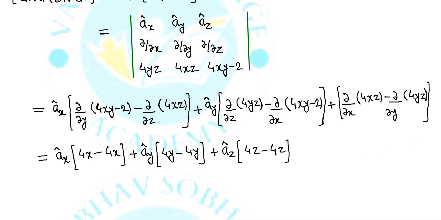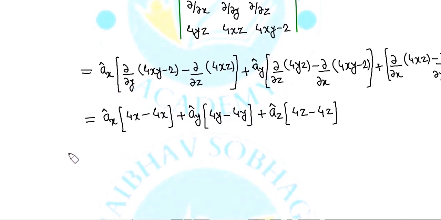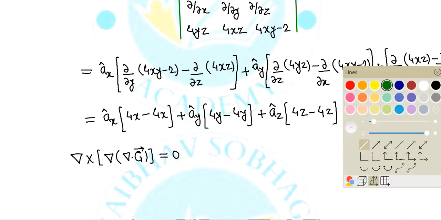Now if you simplify that, you will find that the curl of the gradient of, sorry, I wrote a dot product over there, it is not a dot product. We have to find the curl of the gradient of divergence of the given vector g, and the answer is equal to 0. So this is our final answer.